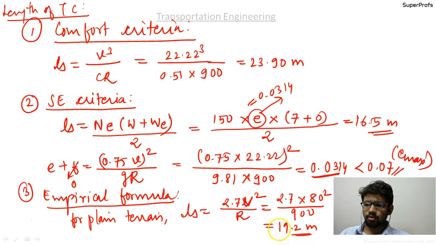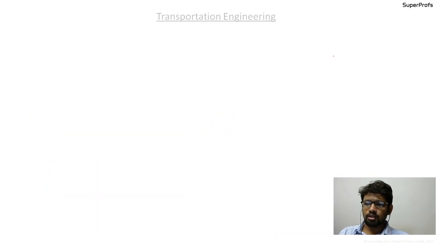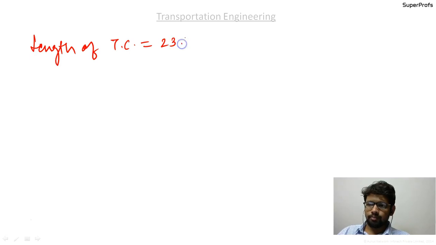So the length of the transition curve to be provided is the greater of all the three values that are obtained from three different criteria. So greater of these three values. So the length of transition curve will be 23.90 meters. So provide length of transition curve equal to 23.67 meters.